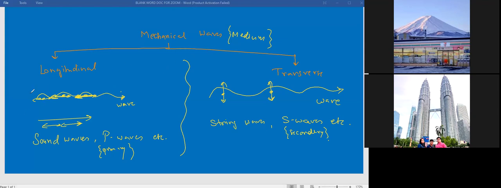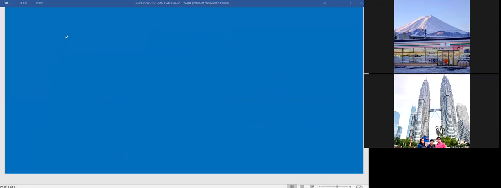Okay. So now let us look into equation of mechanical waves. Equation of mechanical waves.